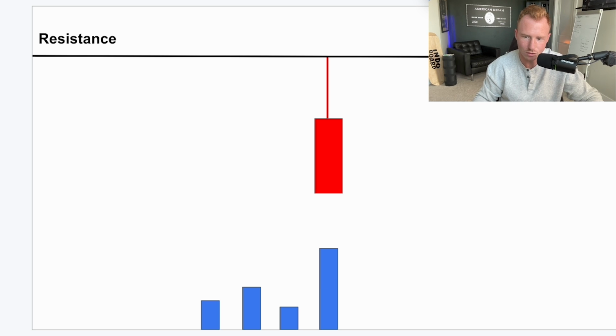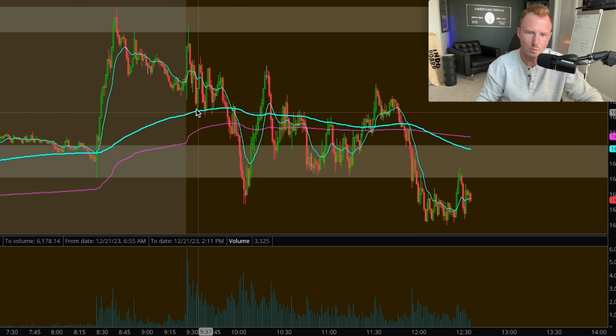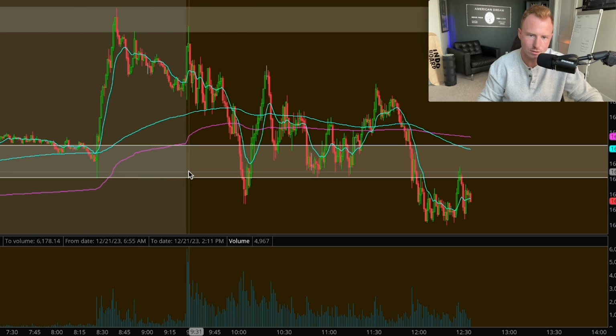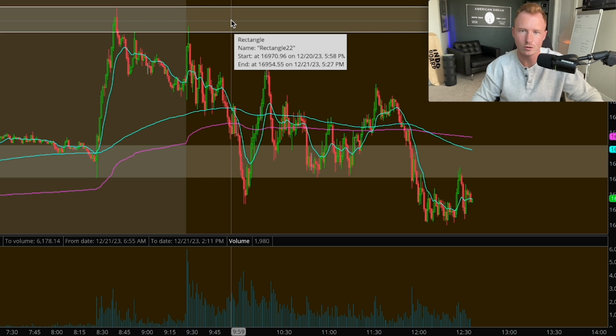All right, so let's go into the charts here, and as we can see, what happened here was market open kind of in the middle of the range. We had clear support down here and clear resistance right here. So those are my levels for the day before the market even opened.